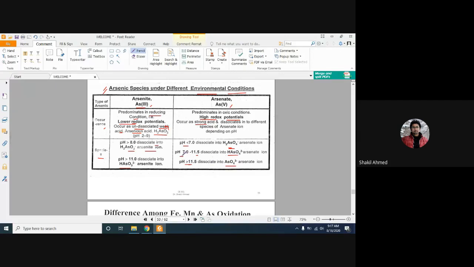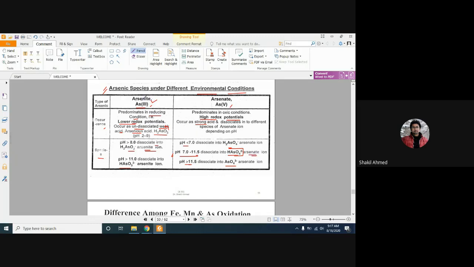Usually in our drinking water, we have a pH range of 7 to 8. Approximately, or 6.5 to 8.5, something like that. So you will get mostly this form. What they are calling arsenite ion and what they are calling arsenate ion: for trivalent form, they are calling it arsenite, and for pentavalent form, they are calling it arsenate.